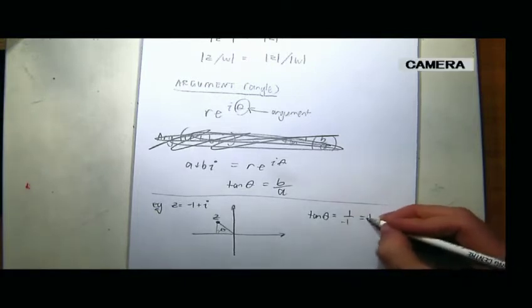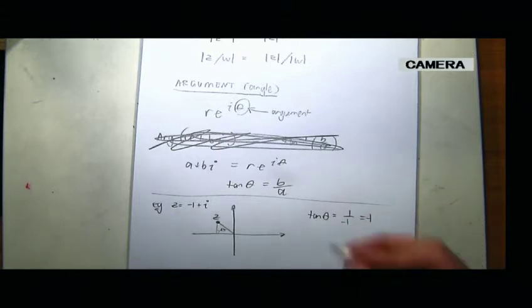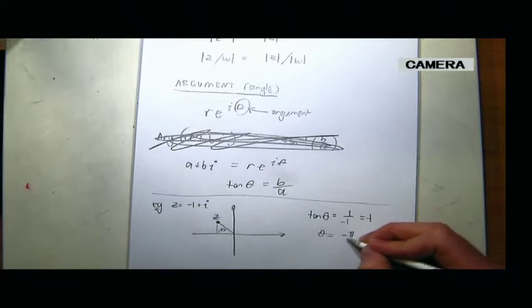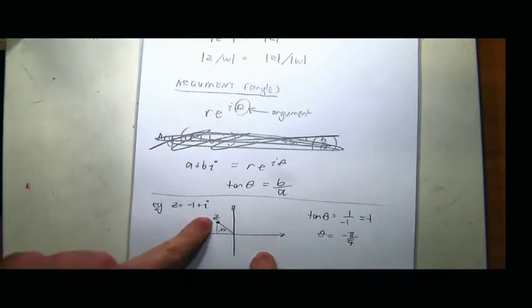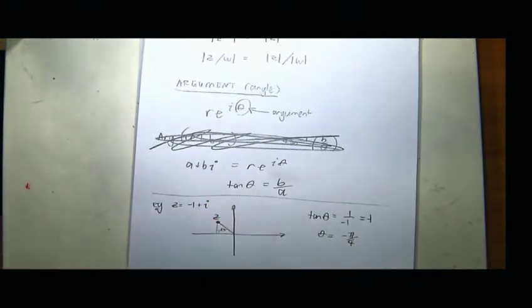It will be minus 1, which would tell me that theta is, if I ask my calculator, minus pi on 4. And if I actually use the angle theta as minus pi on 4, I would start here and go minus pi on 4, and I would end up here. And that is not where my complex number is. My complex number is over there. So in fact, the theta that I need is actually pi minus pi on 4.